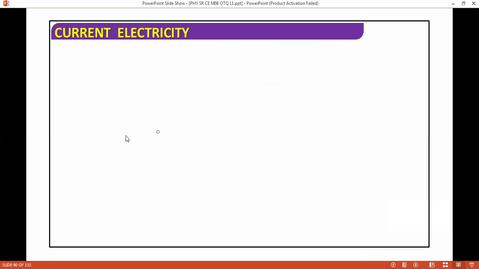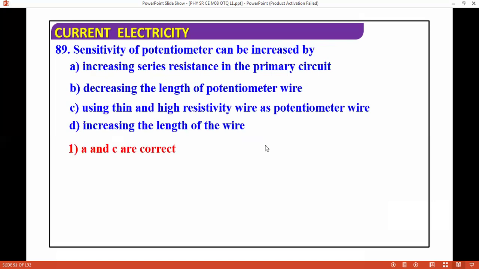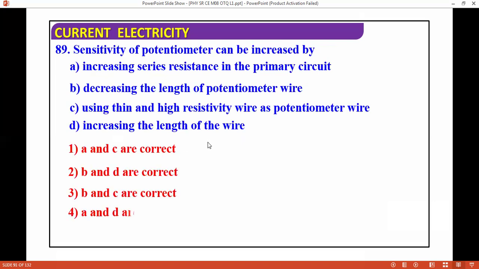Next question we have: the sensitivity of a potentiometer can be increased by. Here, more than one option may be correct. So what is your answer?